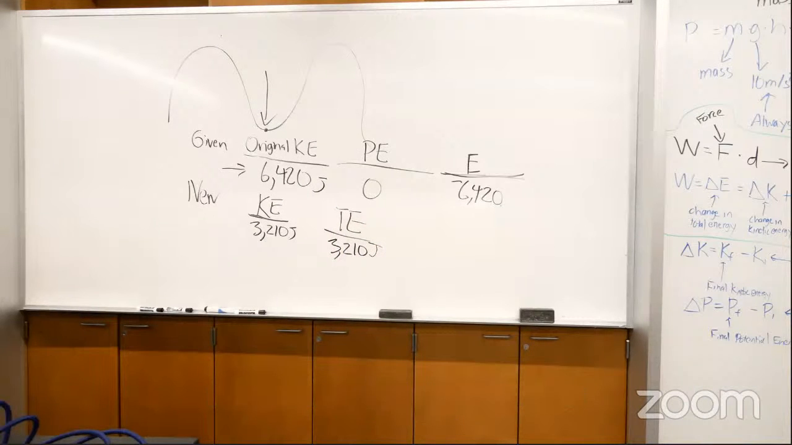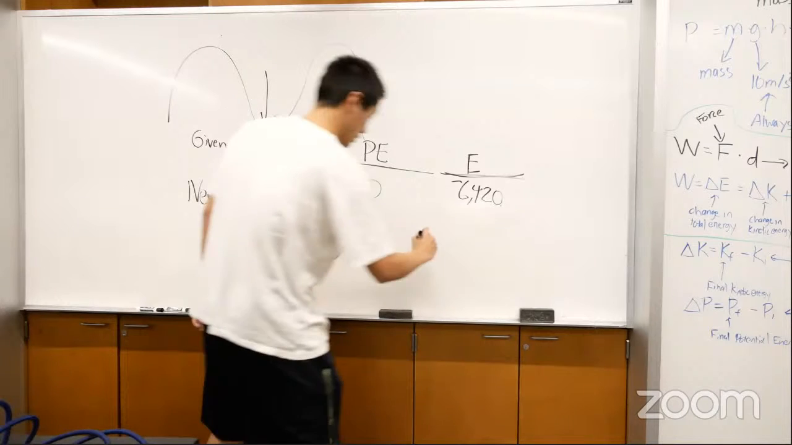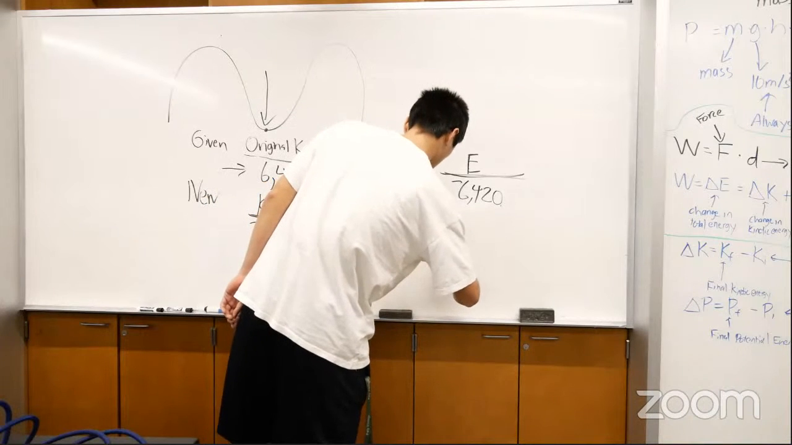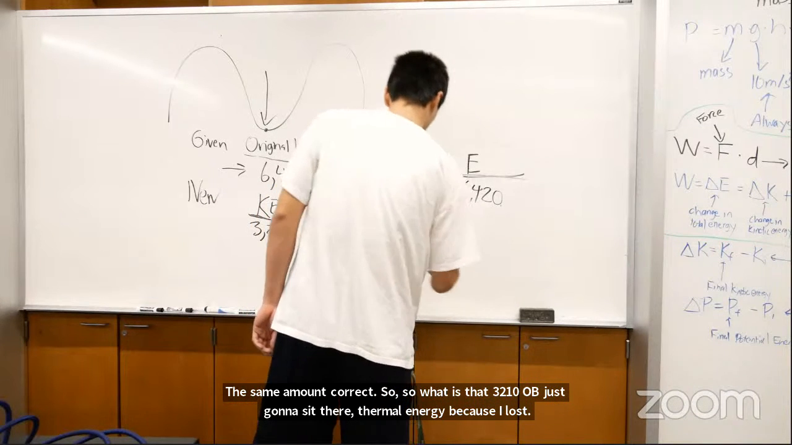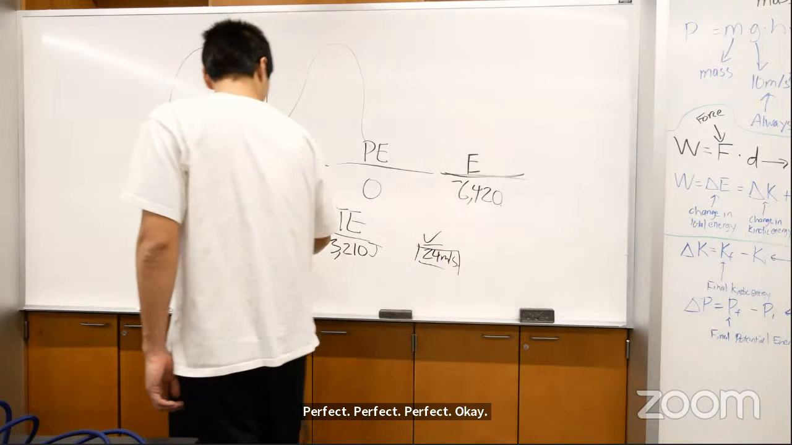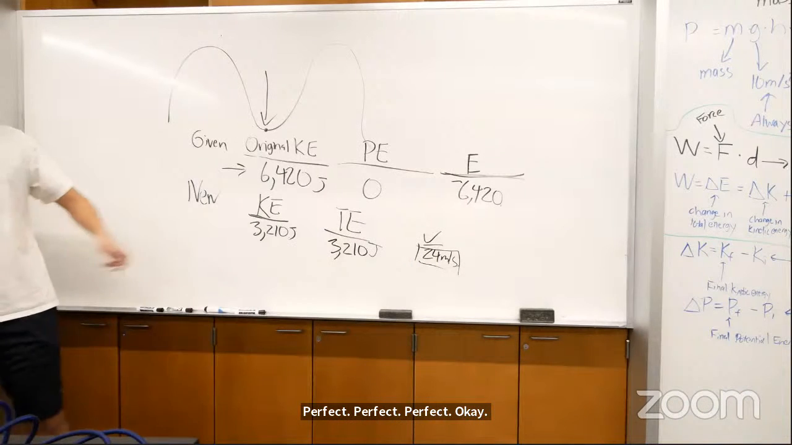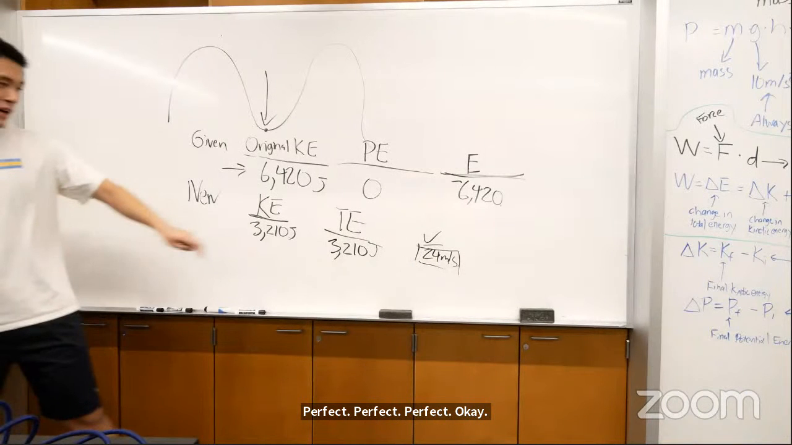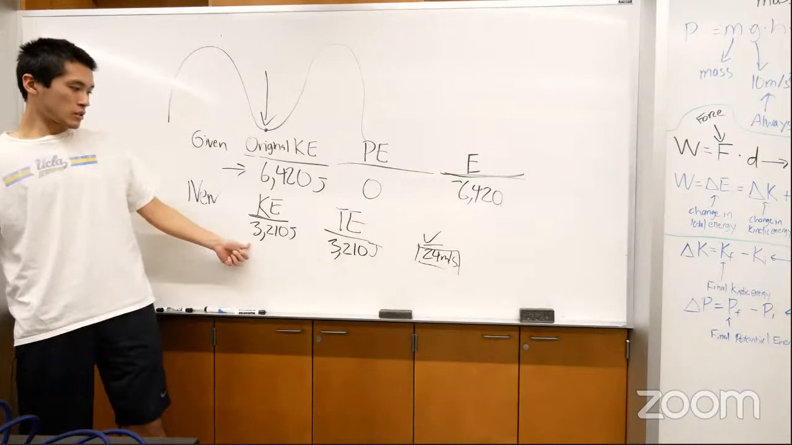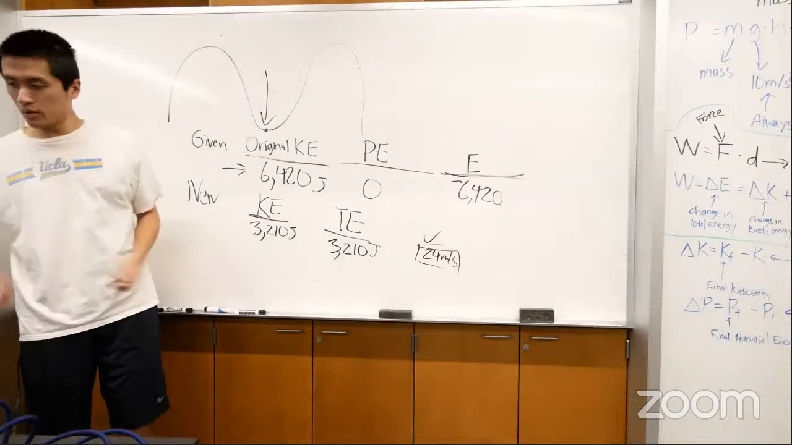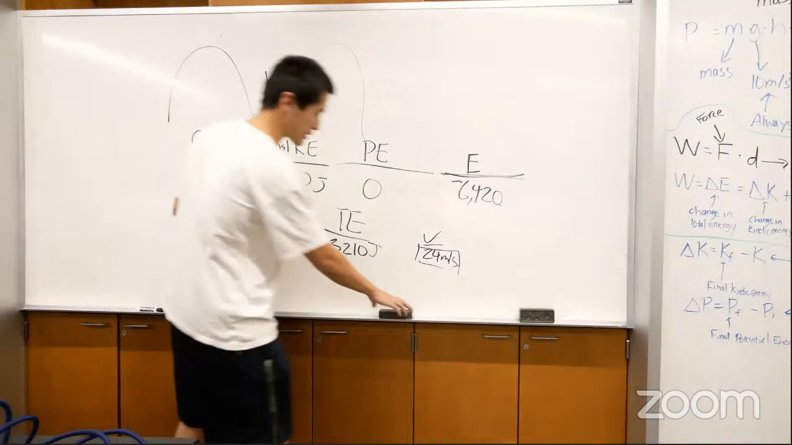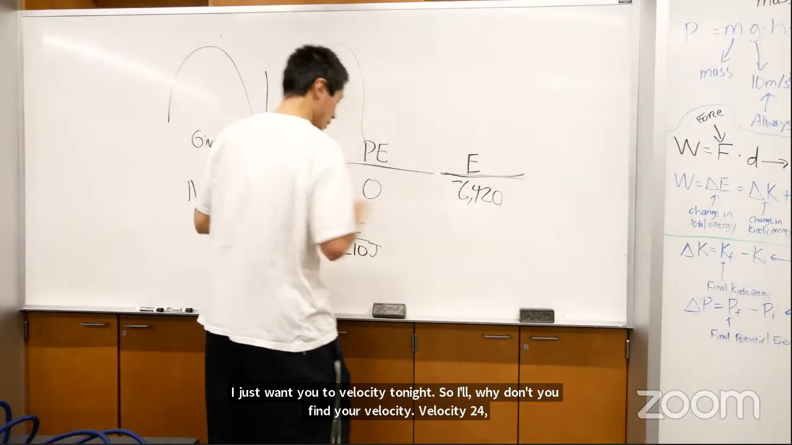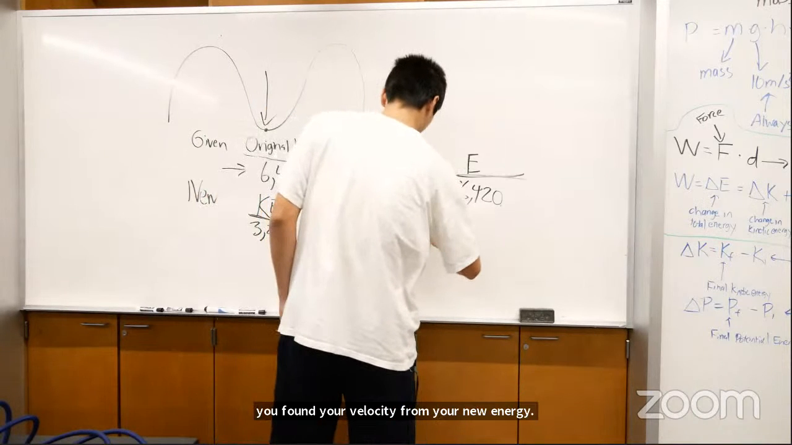So now I just want you to find the velocity too, right? Yep. So why don't you find your velocity? Velocity is 24. And so you found your velocity from your new kinetic energy? Yes. No, from my original kinetic energy. You should find your new velocity from your new kinetic energy.